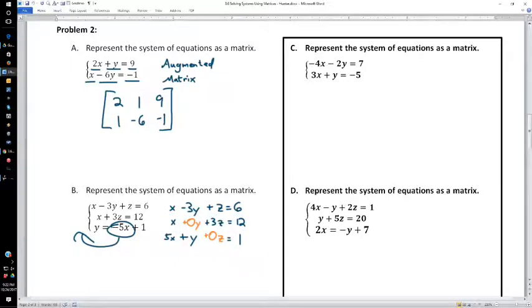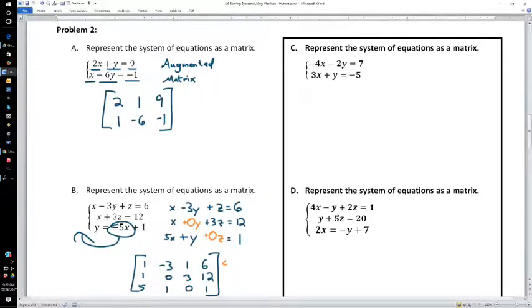So now that I got everything lined up, I can go 1, -3, 1, 6. Those are my coefficients for my first equation. The next equation is 1, 0, 3, 12. That's my second equation. Then 5, 1, 0, 1. Cool? And let's think back to one thing real quick.